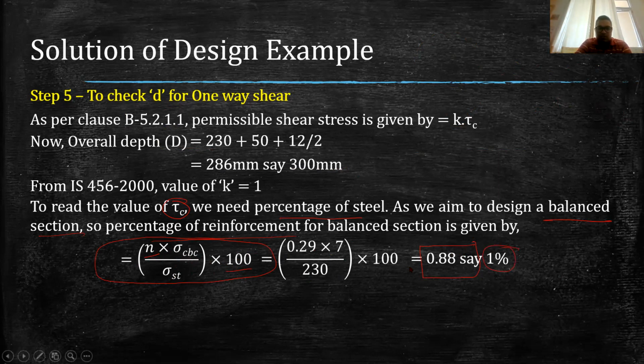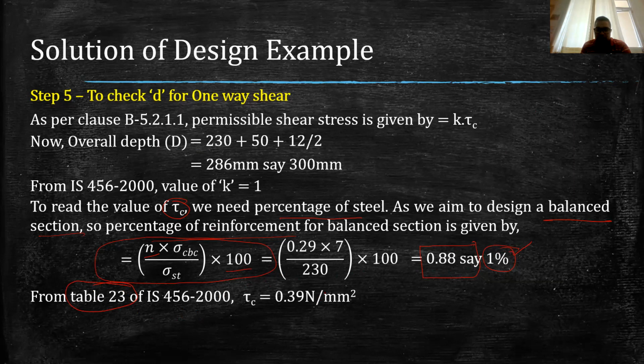Now for 1%, the tau c value can be calculated by referring to table 23 of the IS code. In table 23 from the IS code, the value of tau c for 1% of the steel is 0.39 Newton per mm square. So now we got the value of tau c, we got the value of k, and we also know the value of tau v, so we can now compare them.